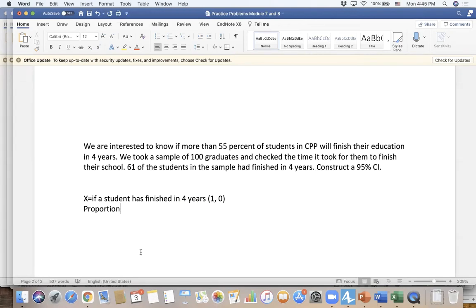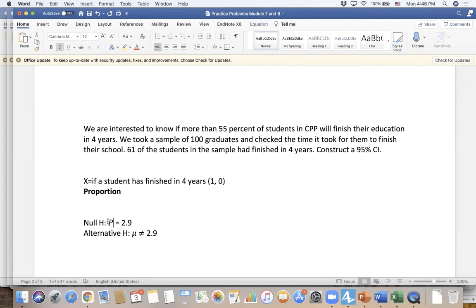And where did you get that idea? Which part of the problem helped you with that? The first sentence, our claim is if 55% of the students will finish their education. Exactly. If 55% of the students, that's immediately something like proportion, percentages, right? And so we are interested in this problem to test something related to a proportion of a characteristic of interest in the population.